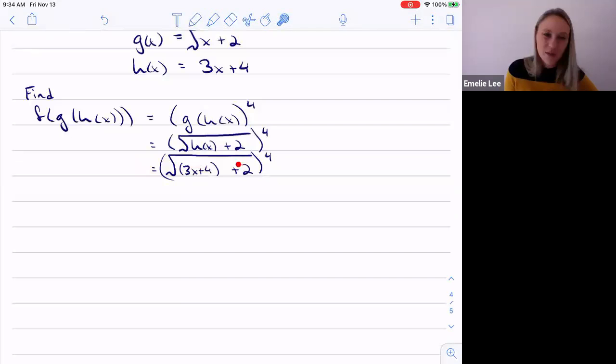Yeah, because this square root is all to the power of 1/2. 4 times 1/2. Now we're just squaring.